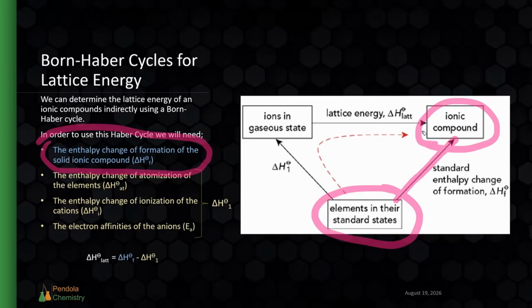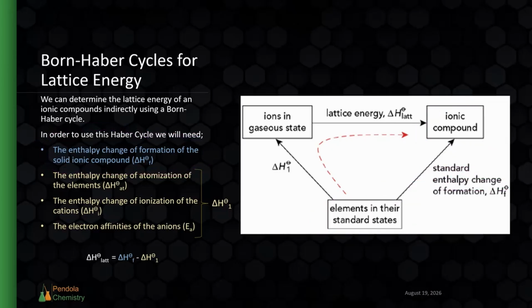Whenever we're making any compound, it doesn't need to be ionic, but it can be ionic, when we're making a compound from its elements in their standard states, that enthalpy change that we're looking at is the standard enthalpy change of formation. So the first piece of information we're going to need in order to complete this Hess cycle and do some mathematics with it is the standard enthalpy change of formation of whichever ionic compound we are making.